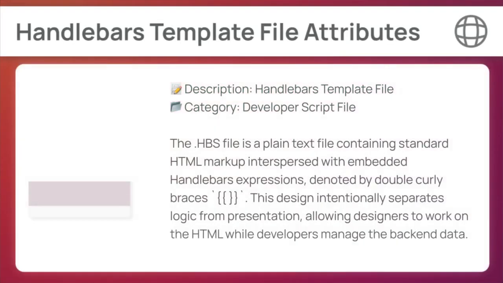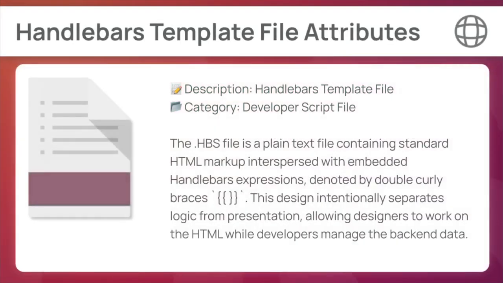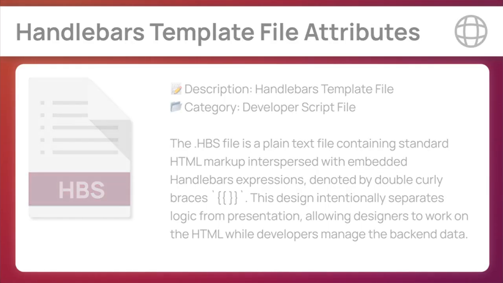The HBS file is a plain text file containing standard HTML markup interspersed with embedded handlebars expressions, denoted by double curly braces. This design intentionally separates logic from presentation, allowing designers to work on the HTML while developers manage the backend data.